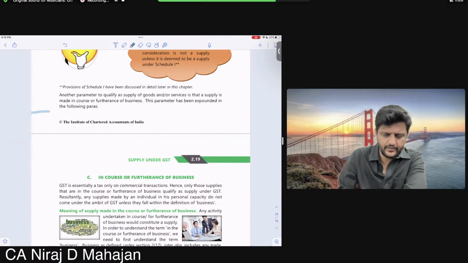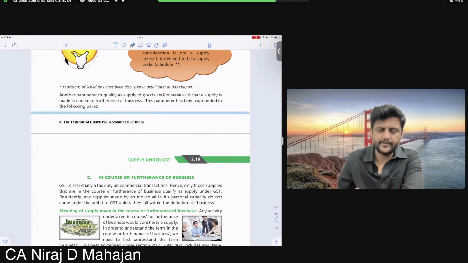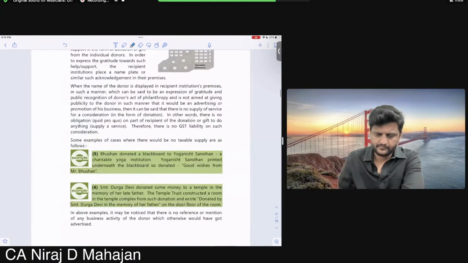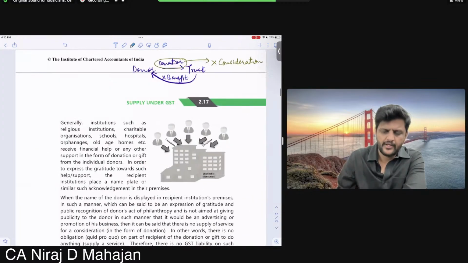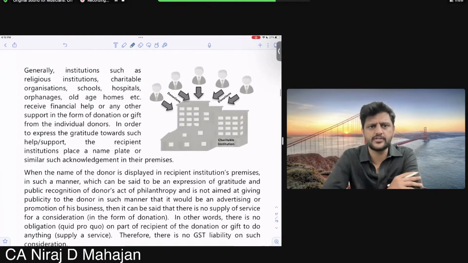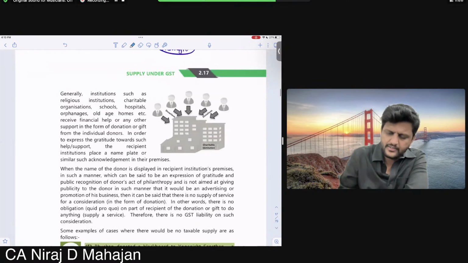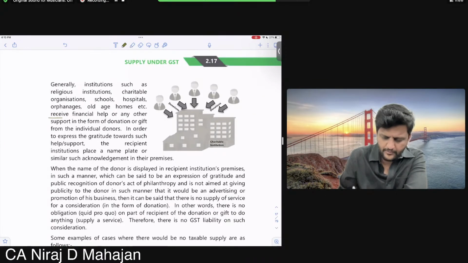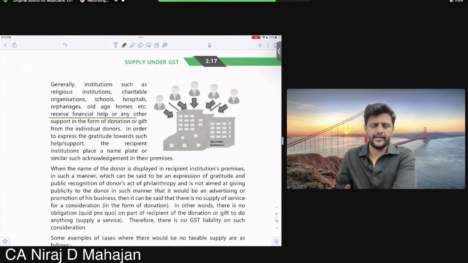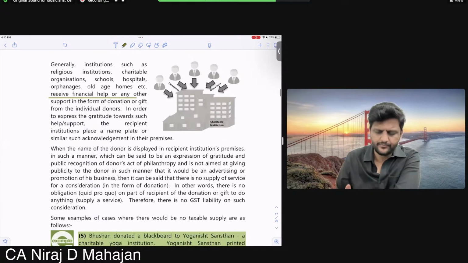I'll try to cover till here. Let us see. Ready? Generally, institutions such as religious institutions, trusts, charitable organizations, schools, hospitals, orphanages, old age homes, etc., receive financial help or any other support in the form of gift or donation.